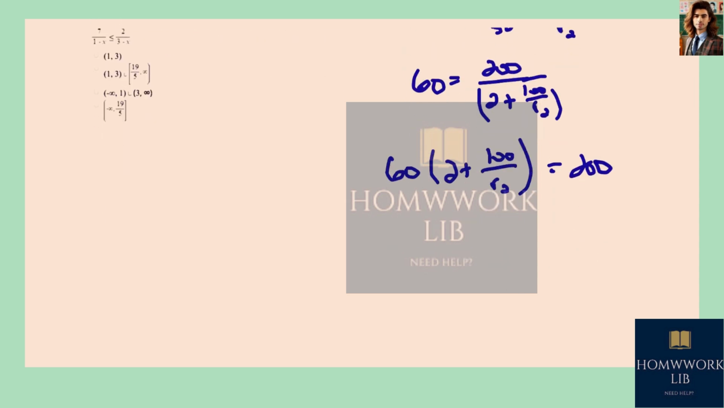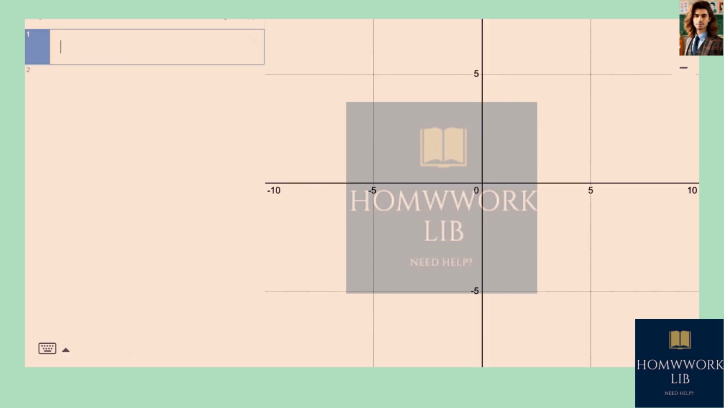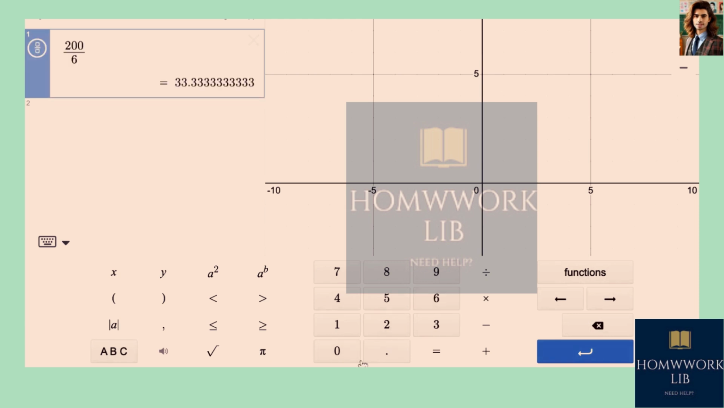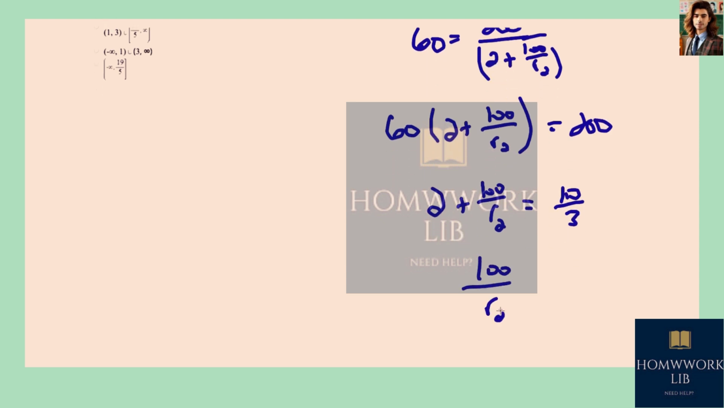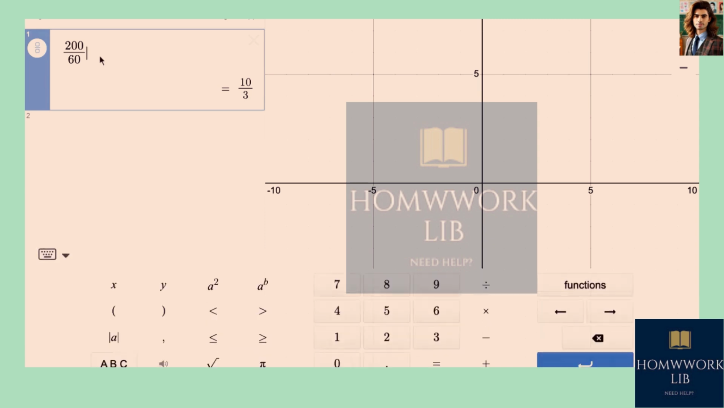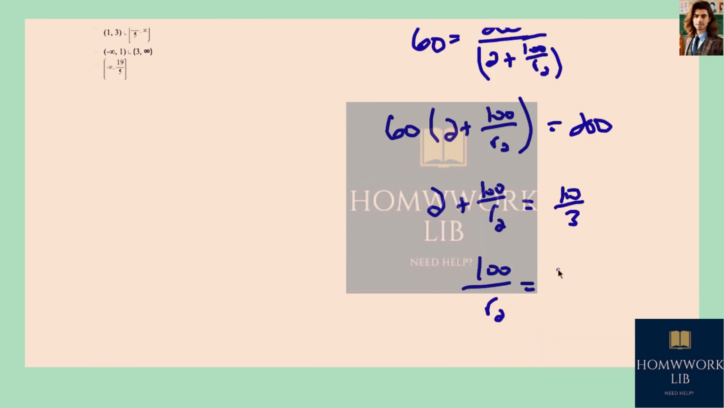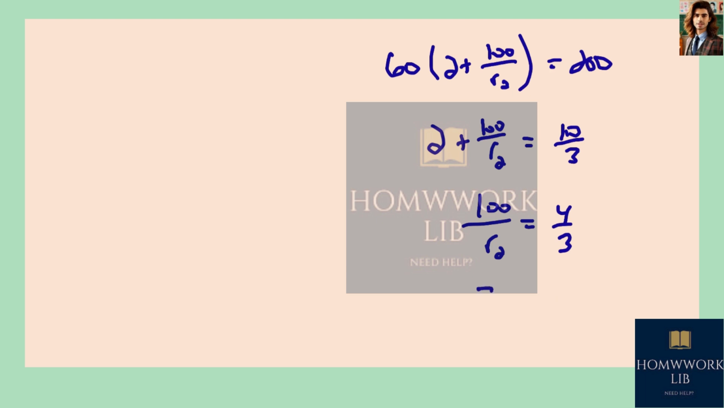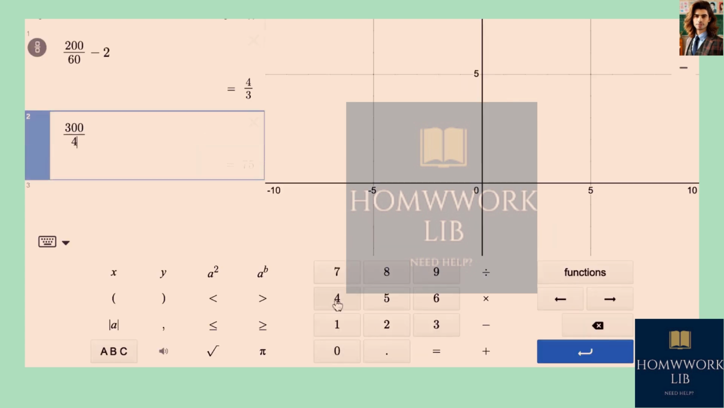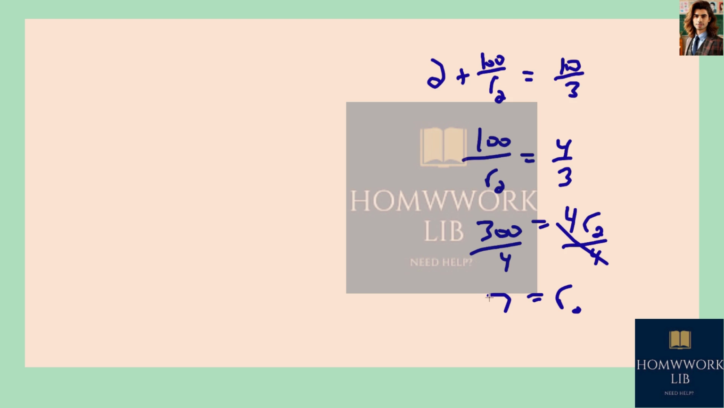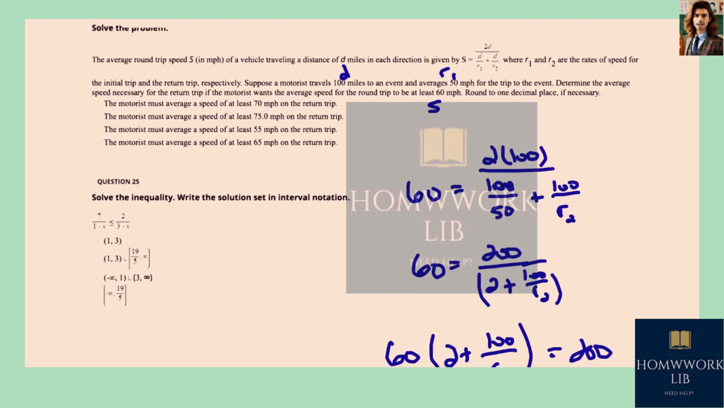Now we could divide both sides of the equation by 60, and 200 divided by 60 is, we'll just say 10/3. Subtract 2 from both sides. 10/3 minus 2 is 4/3. Now cross multiply, we get 300 equals 4 times r sub 2. Divide by 4. 300 divided by 4 is 75. So 75 miles per hour.